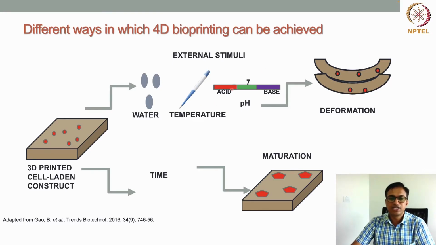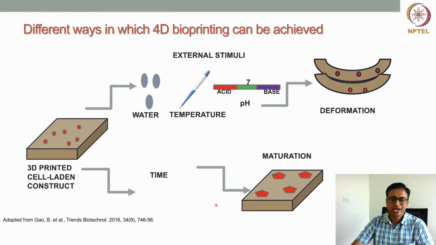Again, similarly for pH these things can also happen. Suppose these two different layers can respond differently to different pH, then pH can also be used as a stimulus for this shape change. So these are all like morphing of the structures. So these are all called morphing structures.